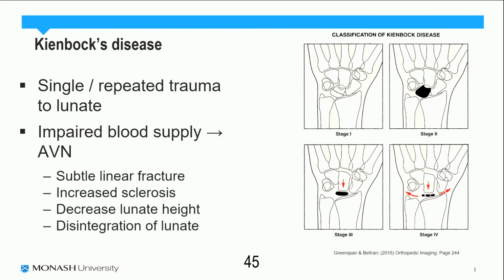Kienböck's disease can result from either a single or repeated trauma to the lunate, and there can be an impaired blood supply to the lunate, which can result in avascular necrosis. On x-rays, you could maybe see a subtle linear fracture. This then increases, and the lunate becomes more dense or sclerotic. Eventually, as in the diagram in stage 3, the lunate loses height. And then in stage 4, there is disintegration of the lunate.